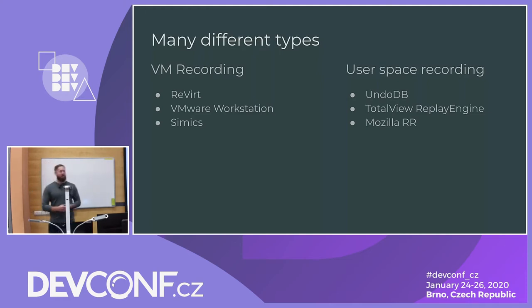Another attempt at this is user space recording. There are products out there such as UndoDB, TotalView, Replay Engine, and Mozilla rr. I'll go into it a little bit more, but what we end up focusing on is Mozilla rr. Some of these other tools do undesirable things, such as instrumenting code, which I've never really been a fan of in the grand scheme of debugging, as I feel like instrumenting the code fundamentally changes it. You don't really want to change the code; you just want to debug it, right? Anything that's intrusive like that, I've never been a big fan of.